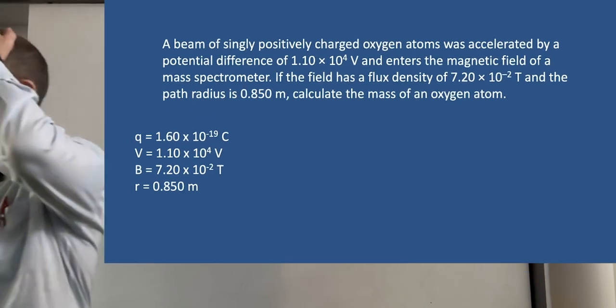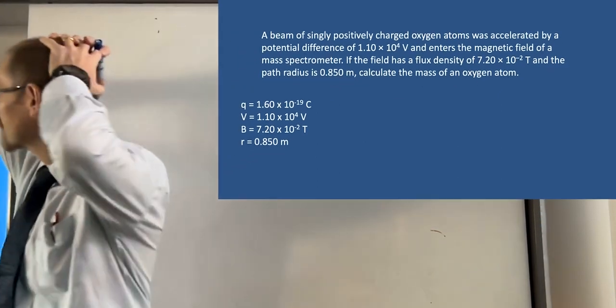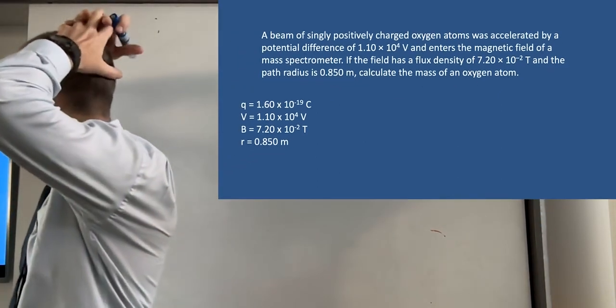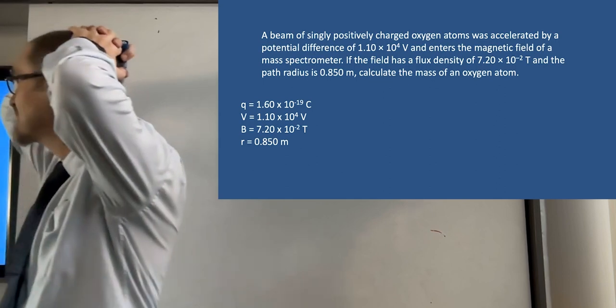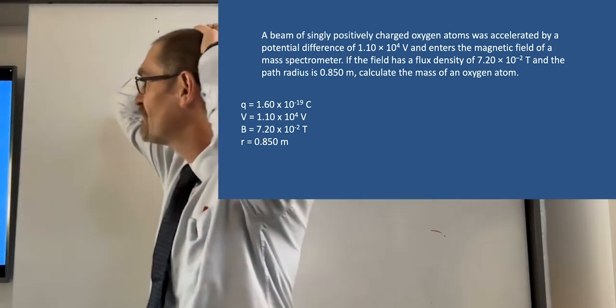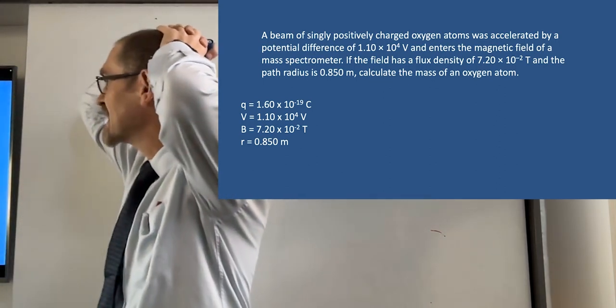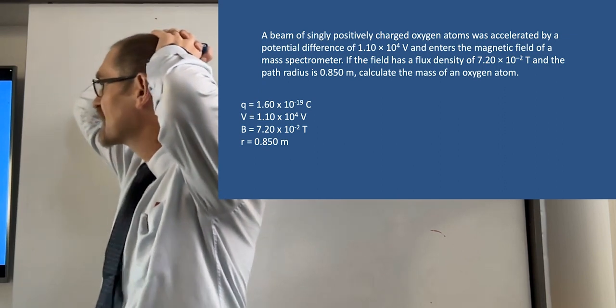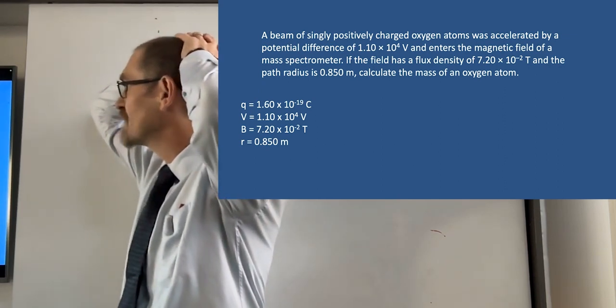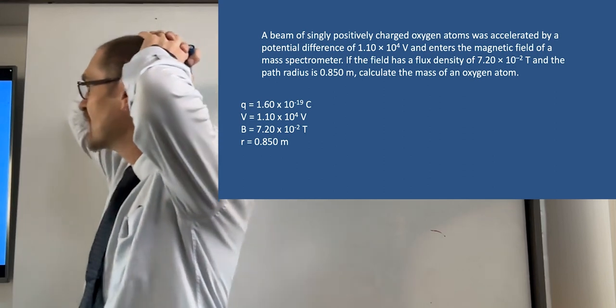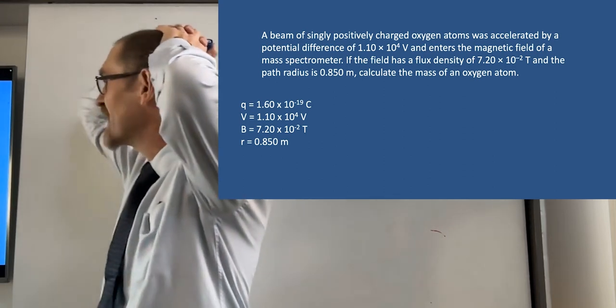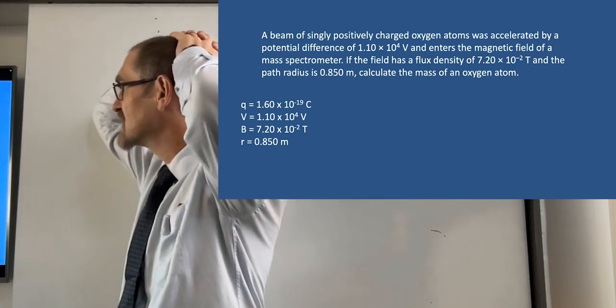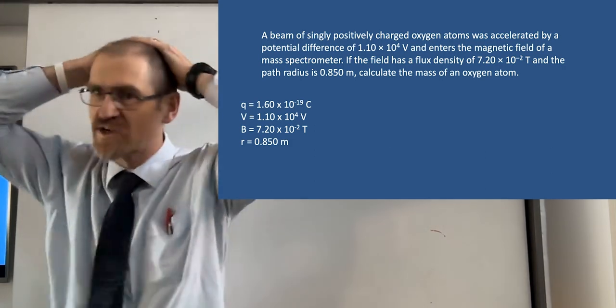All right, guys, so we want to solve this problem. We've got ourselves a beam of singly charged positive oxygen atoms accelerated by a potential difference of 1.1 by 10 to the 4 volts. It enters the magnetic field of a mass spectrometer. If the field has a flux density of 7.2 by 10 to the negative 2 Tesla and the path radius is 0.850 meters, calculate the mass of the oxygen atom.